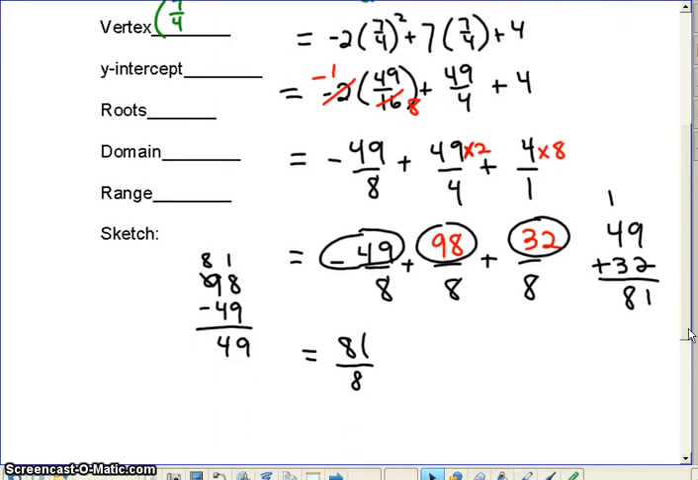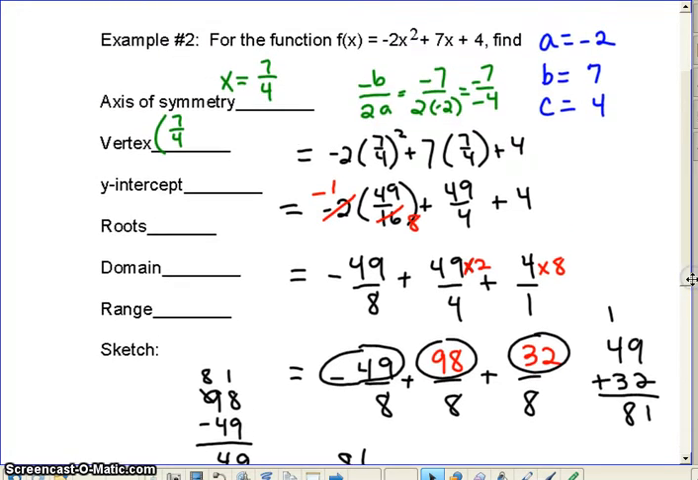So we end up with 81 over 8. Okay, and our vertex is 7/4, comma 81 over 8. It's a good idea here to know what your decimal equivalents are so that you can estimate where it needs to go on the graph. If I divide 7 divided by 4, I'm going to get 1.75, and 81 divided by 8 is 10.125.